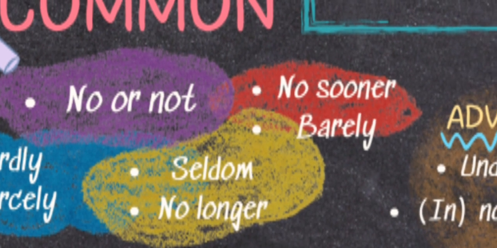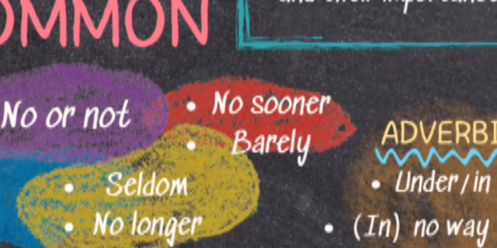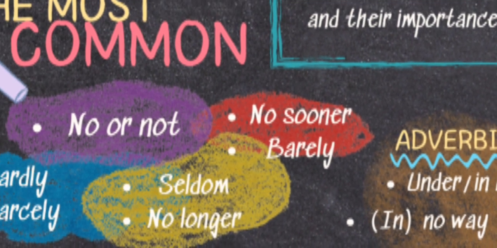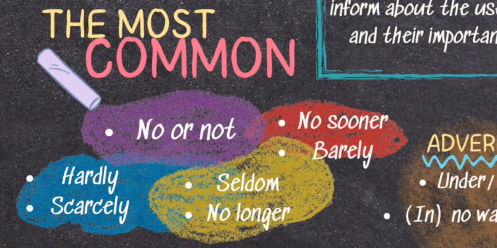Some adverbs to emphasize quick succession of events can be no sooner or barely. These are the same negative adverbs that mean almost not, but when we use them for events in quick succession, we must use them in combination with when. Example: I had barely walked to the door when she called.